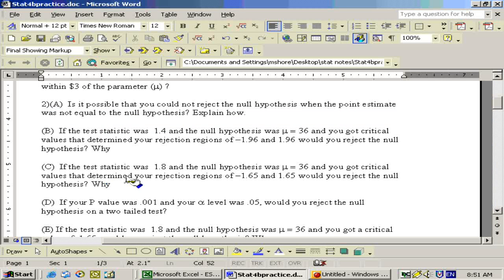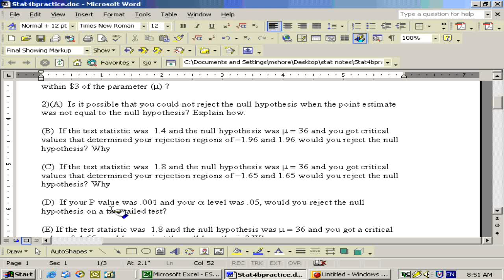C says if the test statistic is 1.8 and you have rejection regions of negative 1.65 and 1.65, would you reject the null hypothesis? Yes, you would, because the test statistic falls into the upper rejection region. Again, this must be a two-tailed test because there's two rejection regions.